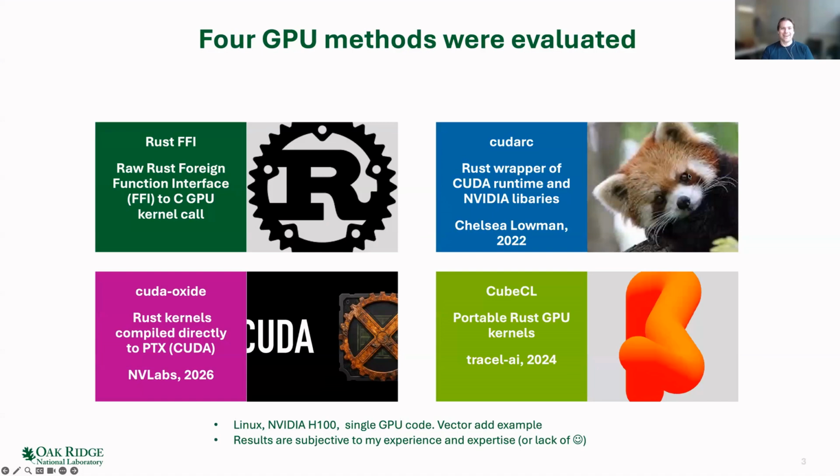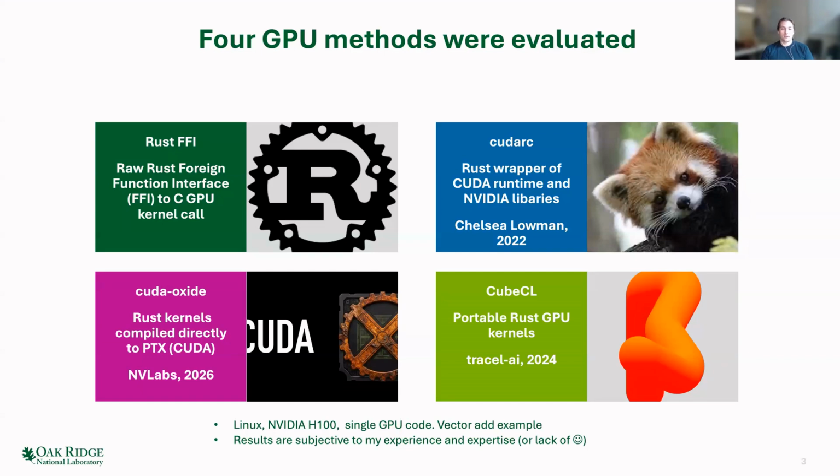Okay. So these four GPU methods were evaluated. Hopefully you recognize some of them. Initially, and this is kind of how I progressed as I was looking into it over the last 2 years, I started out with the Rust FFI, just calling C CUDA functions directly from the FFI. Then I progressed to CUDA RC, which is a wrapper of CUDA and NVIDIA libraries. Still C and CUDA underneath, but I guess more than the FFI.